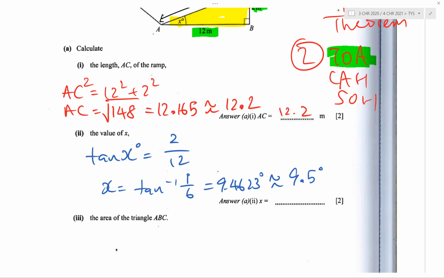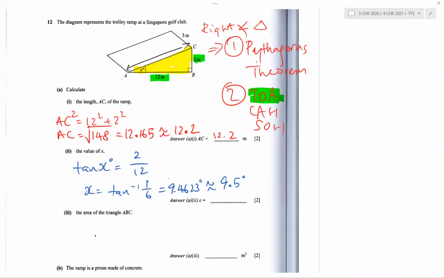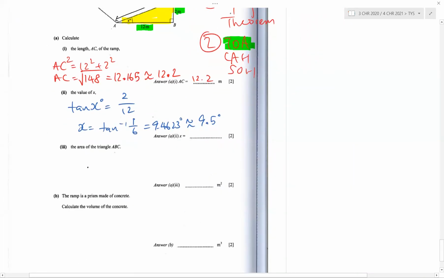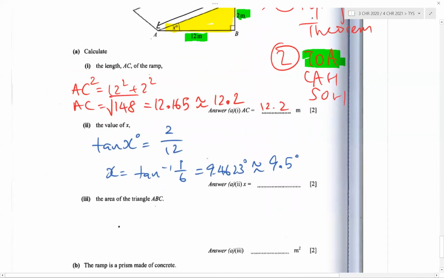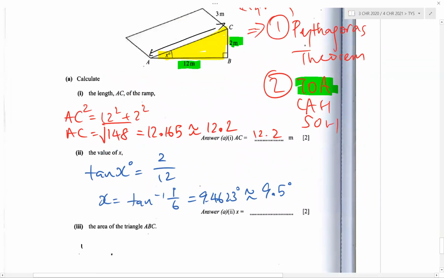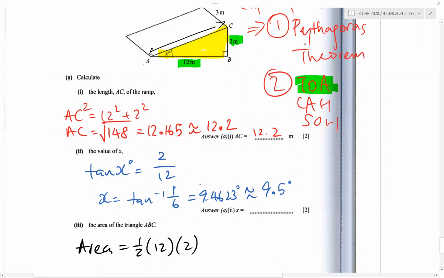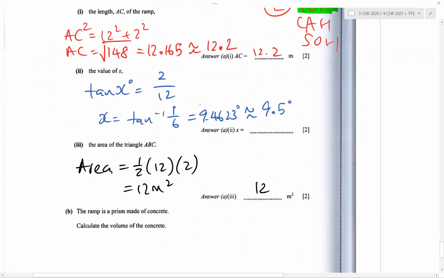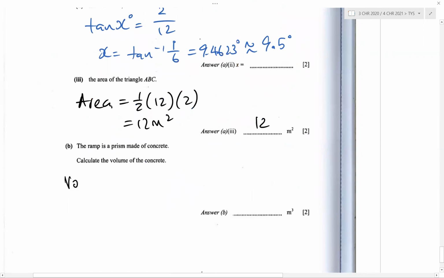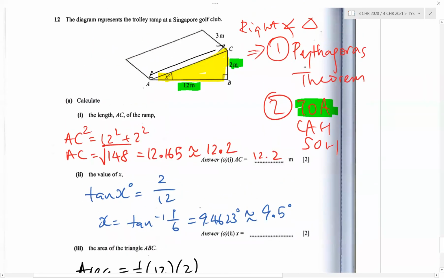So next, find the area of triangle AB. Wow, 2 marks. It's a primary school question. Area: half times 12 times 2. What? You get 6, 12 lah. 12 square meters. So next, find the volume. Volume: 12 times the perpendicular height, 3 meters.